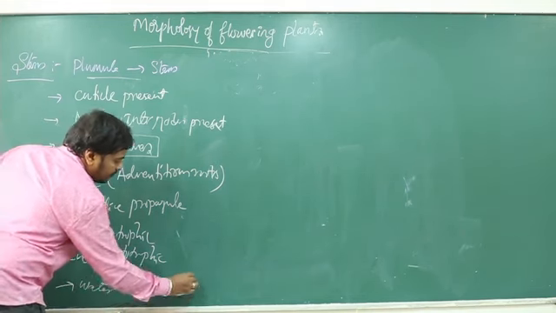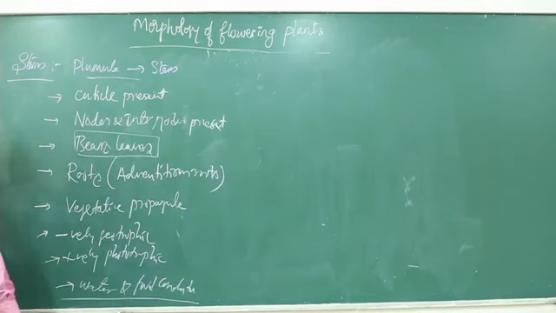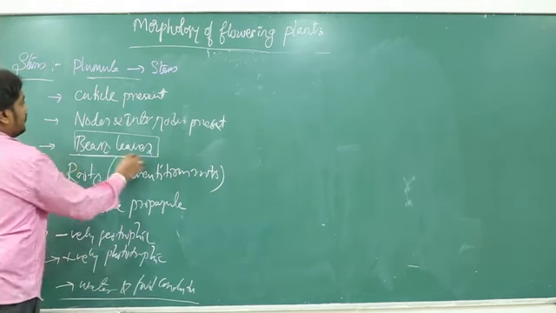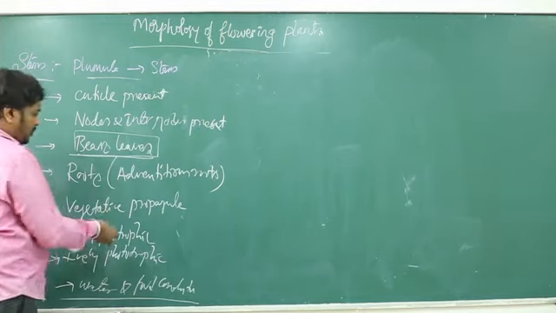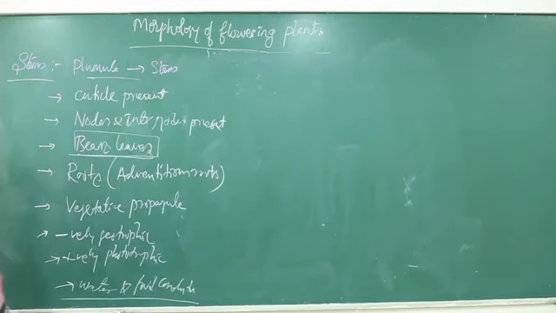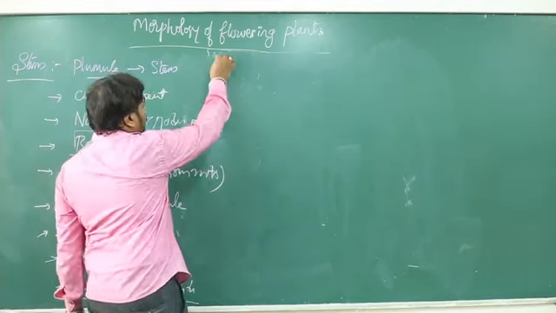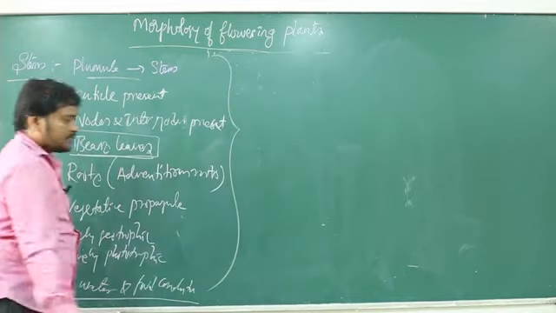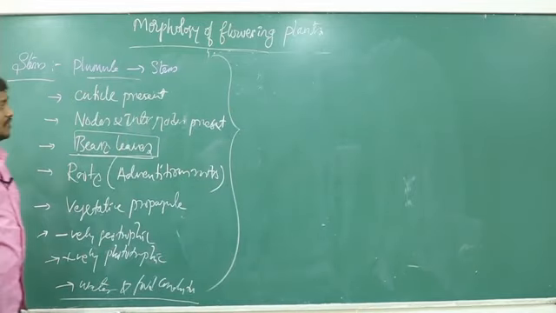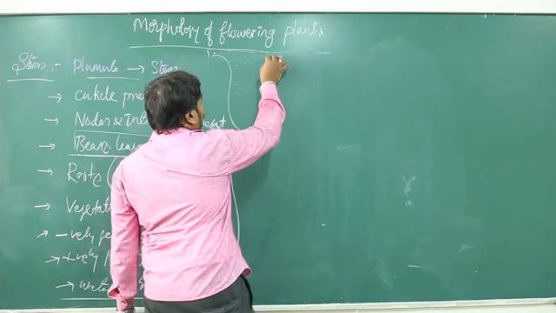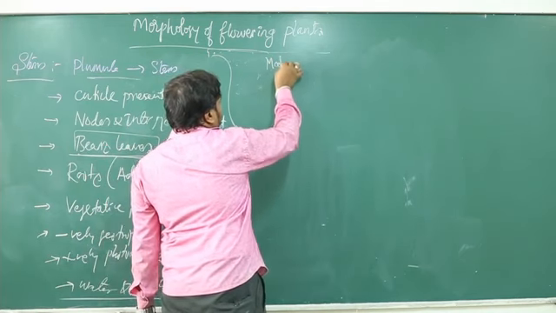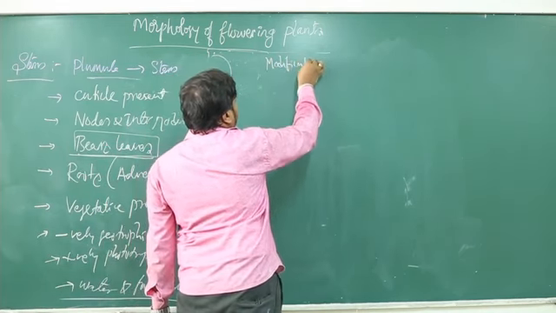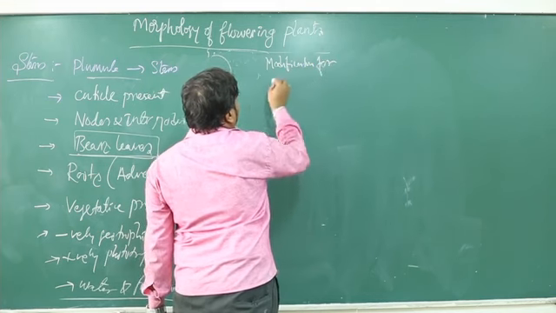So these are the functions: bearing leaves, and conduction. Both are the major functions of the stem. Apart from this, stems are going to be modified into different types for different functions. OK, so let me begin with the modification for food storage.